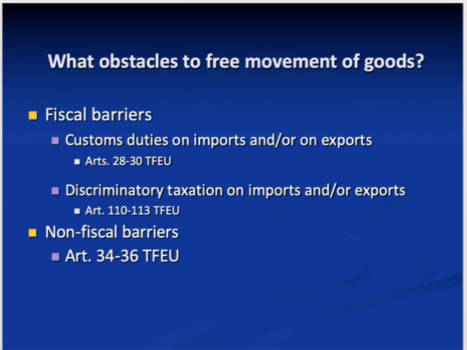So let's check out the text of Article 30 TFEU. Article 30 TFEU is a simple prohibition. Customs duties on imports and exports and charges having equivalent effect shall be prohibited between member states. This prohibition shall also apply to customs duties of a fiscal nature.